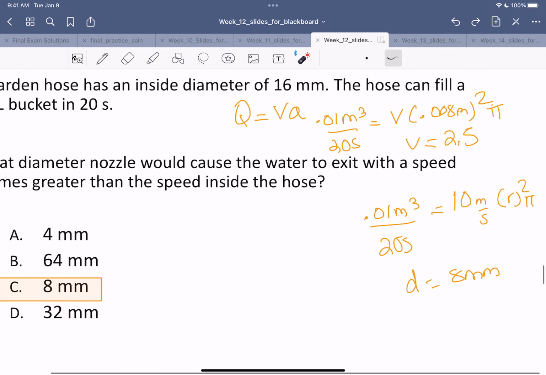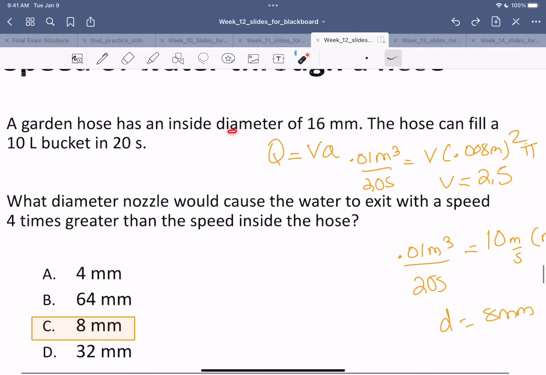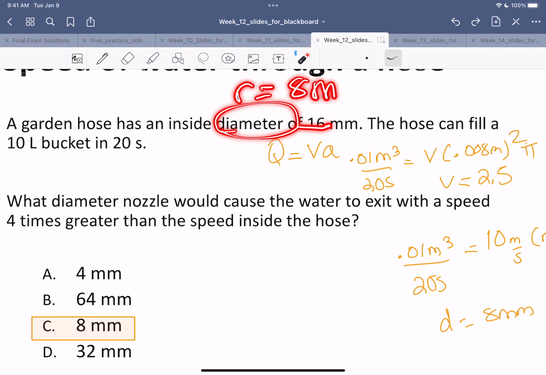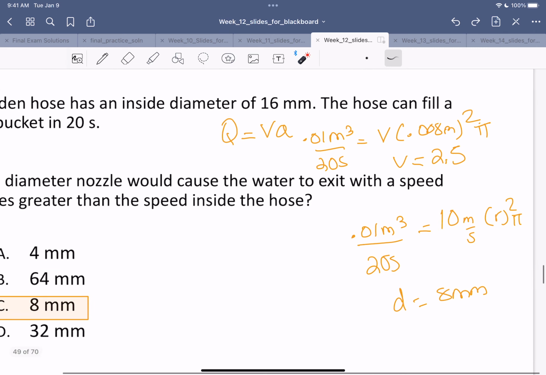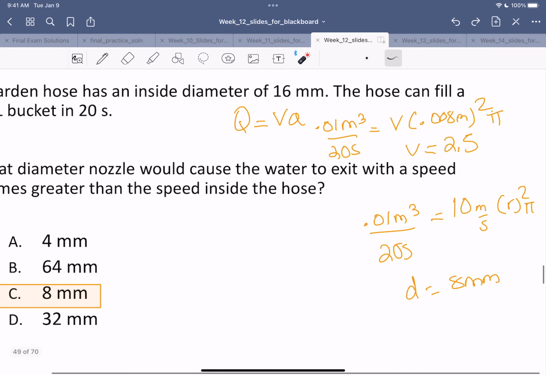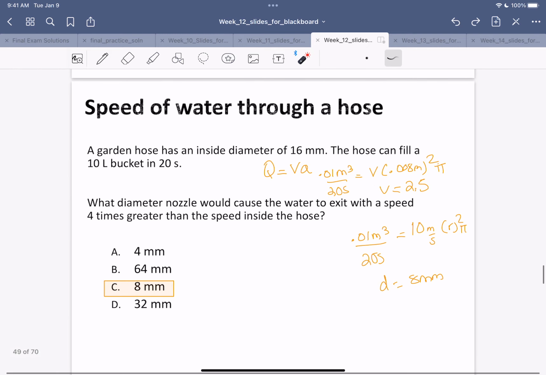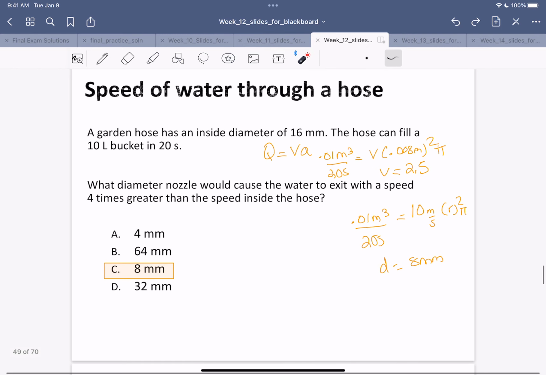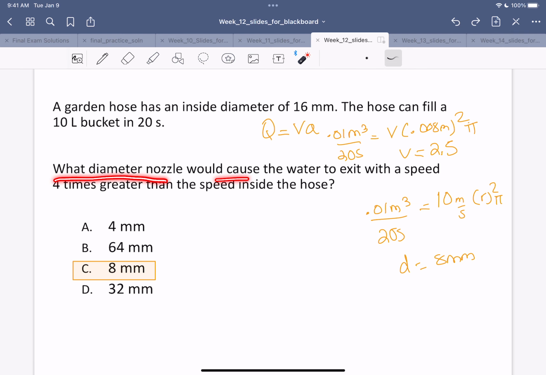And then from that, because we also have our area that we can figure out, because our diameter is 16 millimeters, so our radius is 8 millimeters. So using that information, we can figure out what the speed is at that first area there. Now they said, what diameter nozzle would cause the water to exit with a speed 4 times greater? Well, if this is the speed, and I want a speed that's 4 times greater, 2.5 times 4 is 10 meters per second.